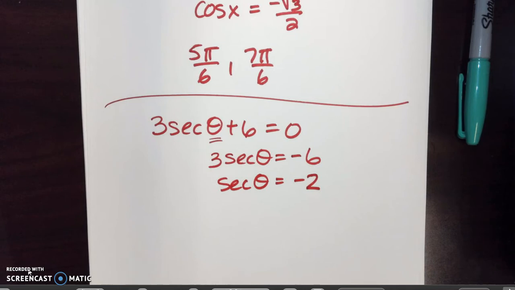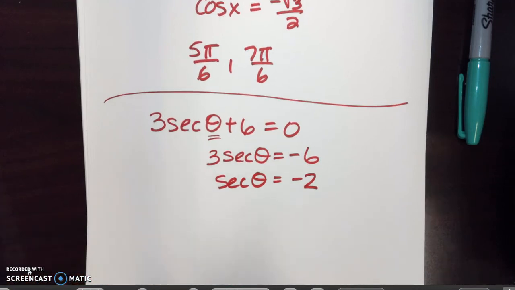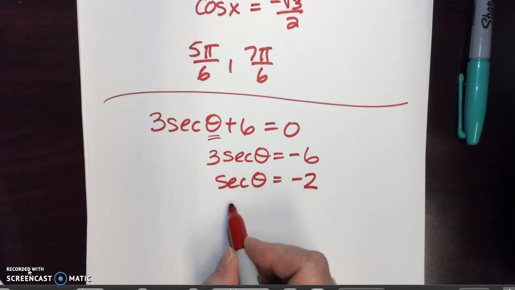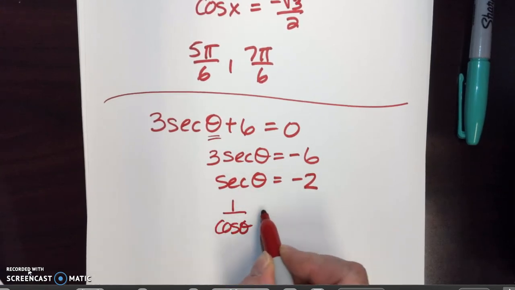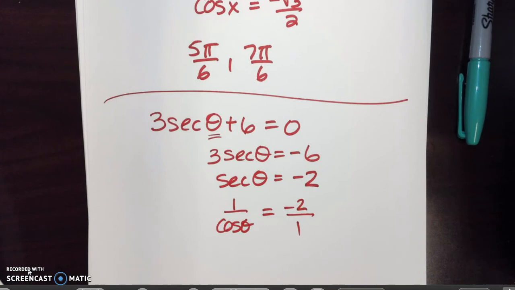And it's hard to work with secants. I don't expect you to have those memorized. I know Mrs. Miller did. But I don't expect you to. So what I'm going to do next is write this as 1 over cosine of theta, and this is negative 2. But remember that this is a fraction. Even though it's not written in fraction form, it's still a fraction.